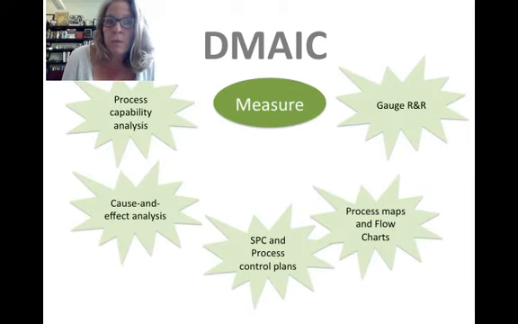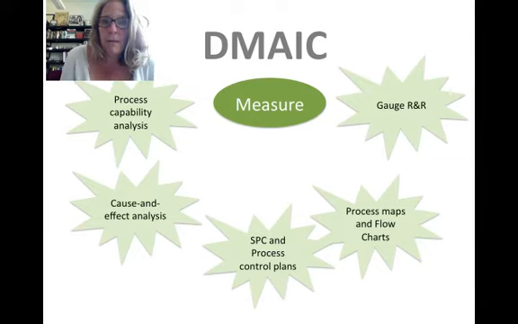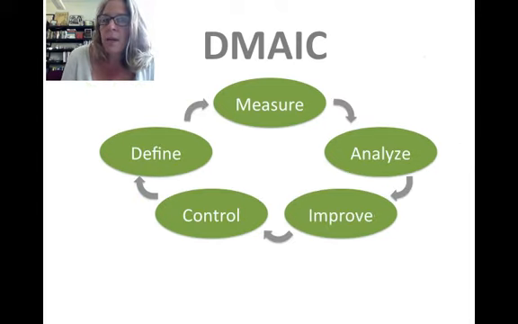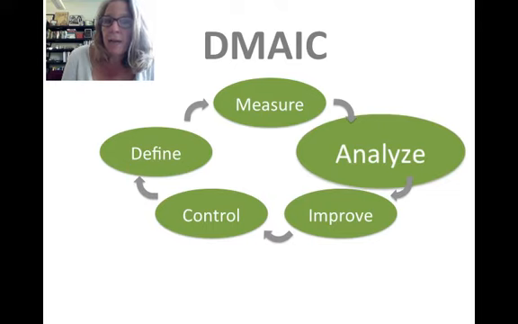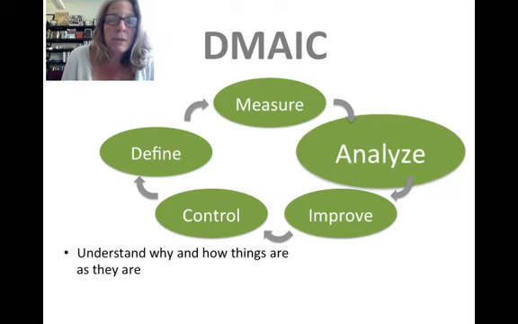Some of the tools you might use is process capability analysis, cause and effect analysis, statistical process control and process control plans, process map and flowcharts, gauge R&R. These are all methods that you might use in the measurement of the process. So if you remember what we've done, we haven't done any kind of design yet at all. And in fact, even the next step, analyze, doesn't get us to looking at any changes in the system. So this is really a big focus on spending a lot of time at the beginning, understanding what's happening.